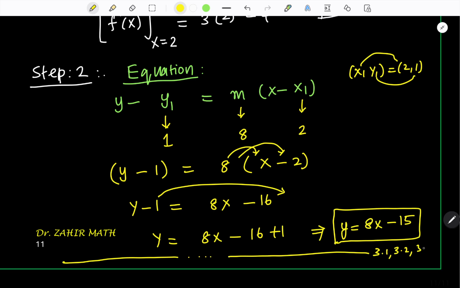3.2 and 3.3. So 3.1 is what? Equation of tangent and velocity. 3.2 is the product rule, if I'm not mistaken. Let me take the questions over here. 3.1 is your velocity and tangent.